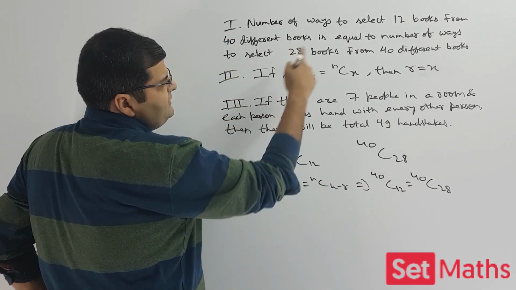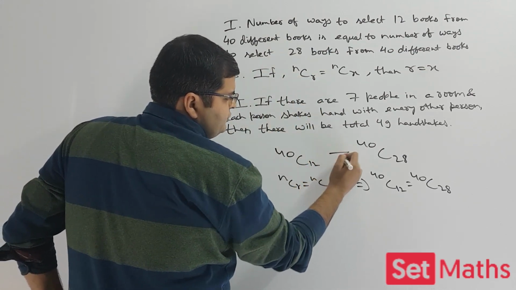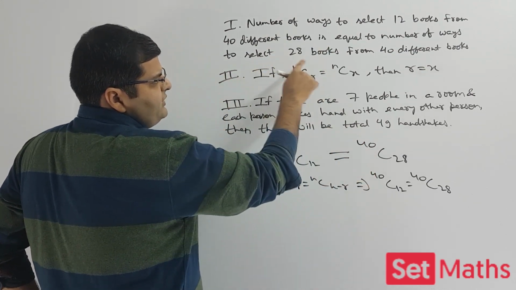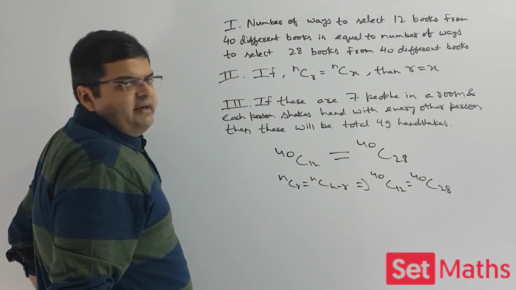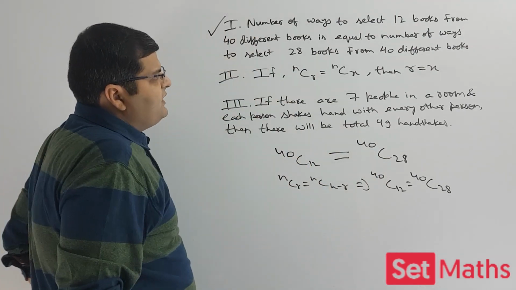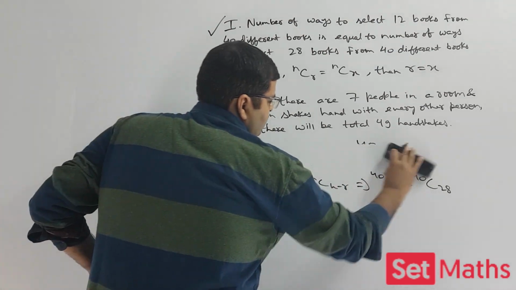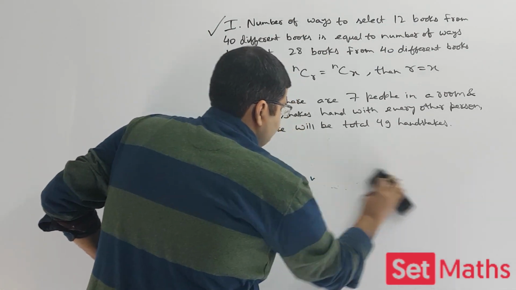So the number of ways to select 12 different books from 40 different books is actually equal to the number of ways to select 28 books from 40 different books. So this is coming out to be true. So statement 1 is always correct. Okay, so we have dealt with statement 1. Now we will look at statement 2.